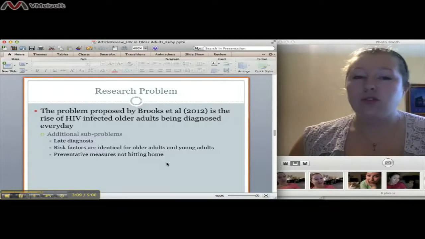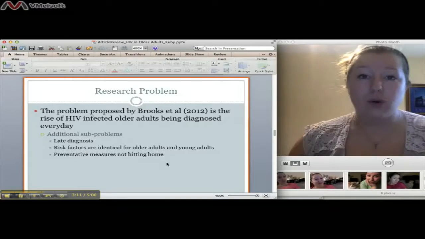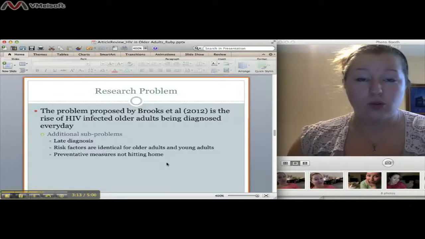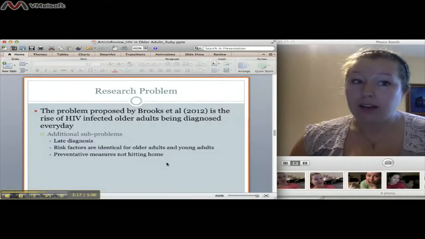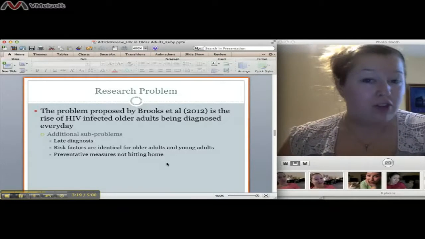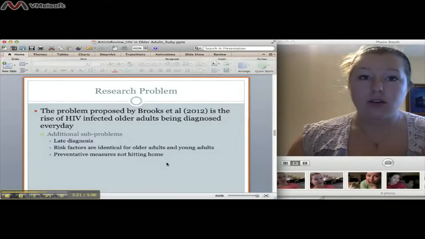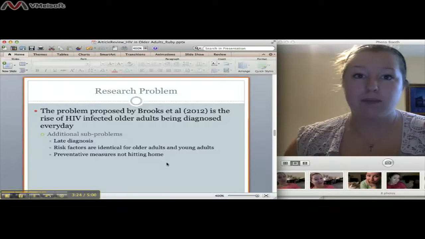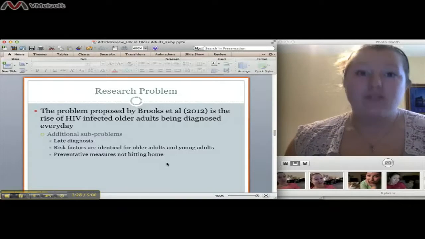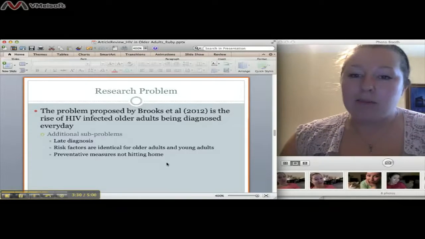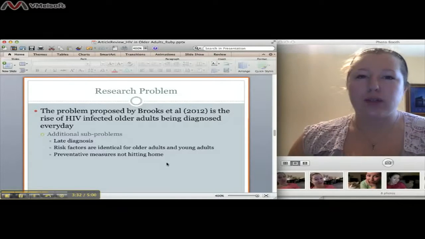There's also a lot of identical risk factors for older adults as well as those who are younger. So people who are sexually active, maybe not using protection, things like that, they cross all sorts of age barriers. So it doesn't matter how old you are. If you are sexually active, you should be using protection. And also that preventative measures just aren't really hitting home.